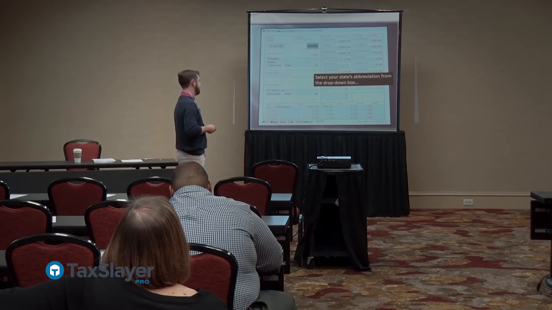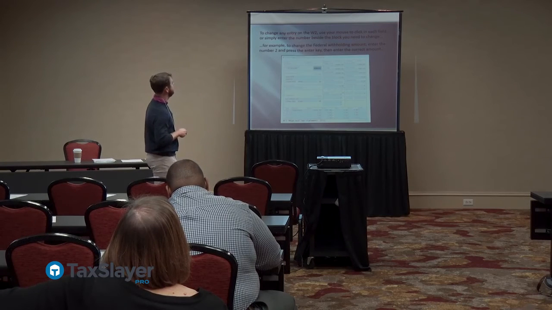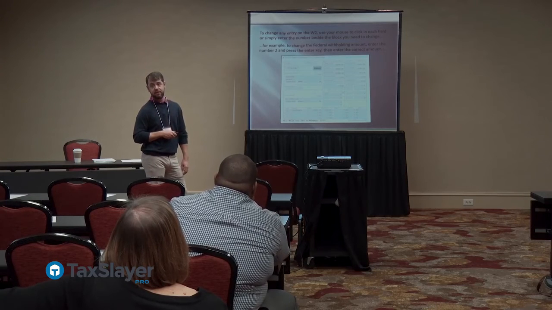Select your state's abbreviation from the drop-down box below. And there's your W-2. To change any entry on the W-2, just use your mouse, click in that field, or simply enter the number beside the block you need to change. Anybody have questions about that? Okay.